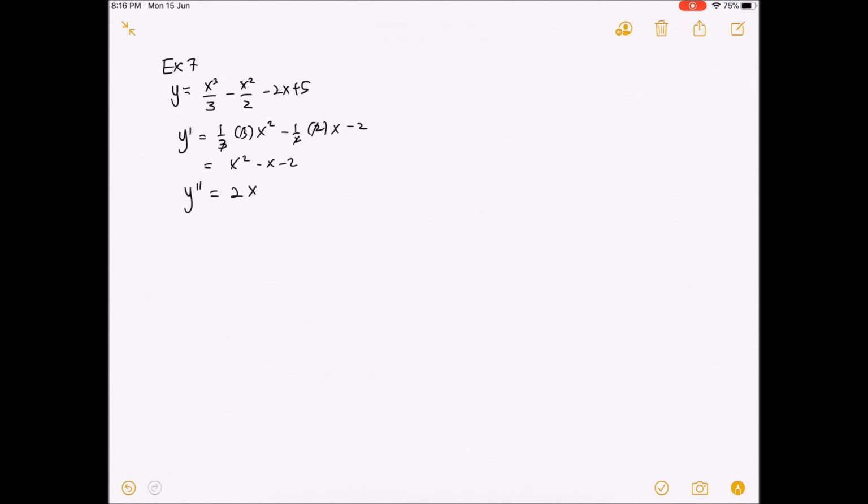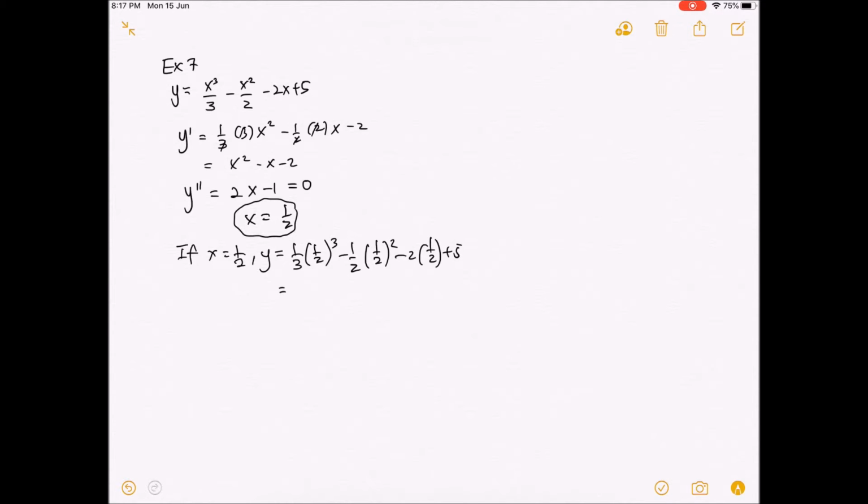So before we find y double prime, you find y prime first. And then our y double prime will be 2x minus 1. So we equate this to 0, then we have x equals 1 over 2. So this may be our inflection point, maybe. If x equals 1 over 2, then you have to find your y first, and I find here 47 over 12. So I have 1 over 2, 47 over 12.